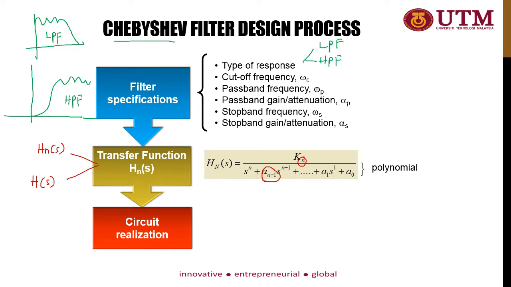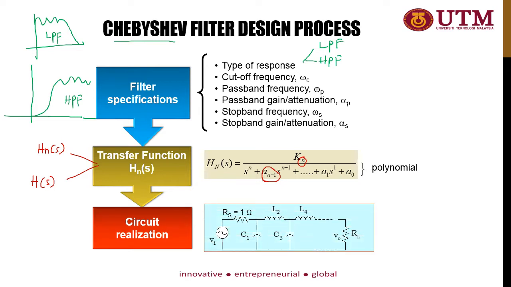Lastly, you need to perform circuit realization. The basic structure consists of the voltage source, and then you have a constant resistor, and then you have combinations of C and L. The number of C and L combinations depends on the filter order number and also the A max value, the ripple magnitude.